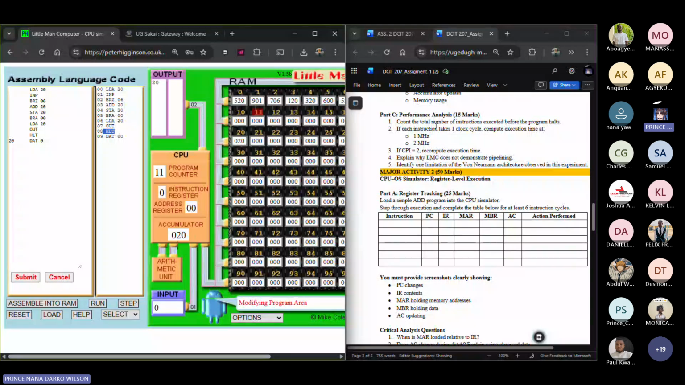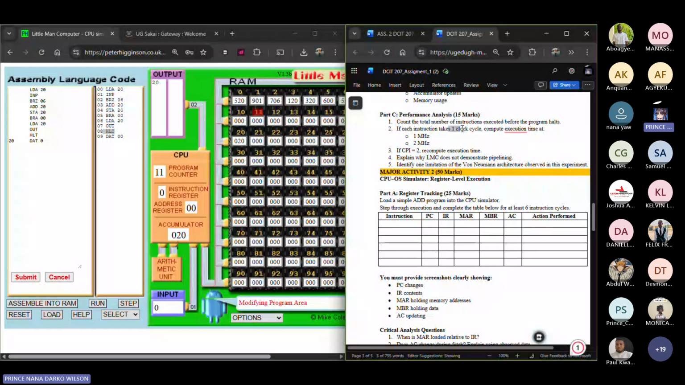If each instruction takes 1 clock cycle, compute execution time at 1 megahertz. And we know that the formula for that is CPI, that's the cycles per instruction, times the number of instructions, divided by the rate, that's the megahertz. So in our case, 1 clock cycle means 1 is the CPI, so 1 times the total number of instructions, which is 15, divided by the rate, 1 megahertz, which is equivalent to 1 million. And after you divide that, the execution time will be given in seconds.